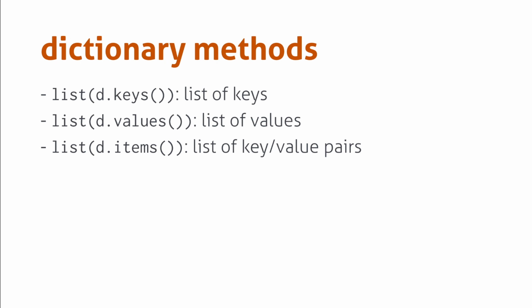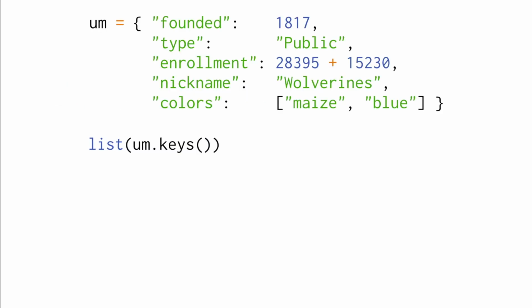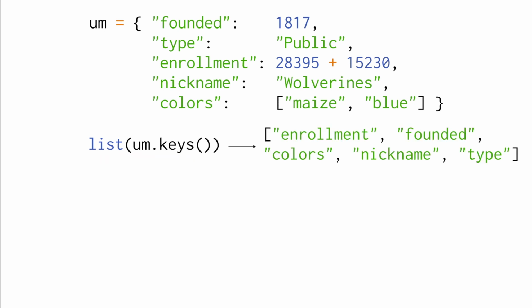There are several methods on dictionaries that are useful. So .keys gets a list of dictionary keys. .values gets a list of the values in the dictionary. And .items gets a list of key-value pairs. Of these methods, the most important to remember is dictionary.keys, because we can get the values and items as long as we know what the keys are. So if we have our old dictionary and we call .keys on it, then we'll get a list of the keys. Again, there's no guarantees on ordering, so we might get these keys in any order, but we know that they'll all be there in some order.